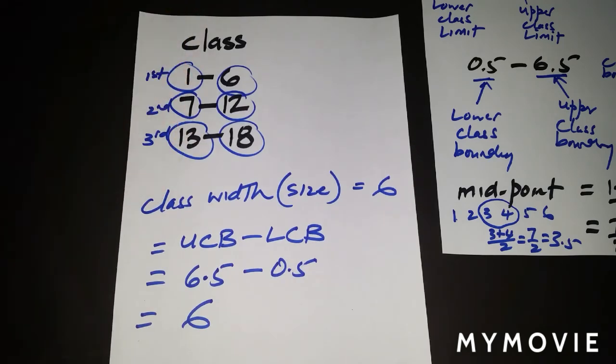So we should clearly know what a class interval is, what class limits are, what the lower class limit is, the upper class limit, what class boundaries are, the lower class boundary, the upper class boundary, the class midpoint, and the class width or the class size. All right, gentlemen?